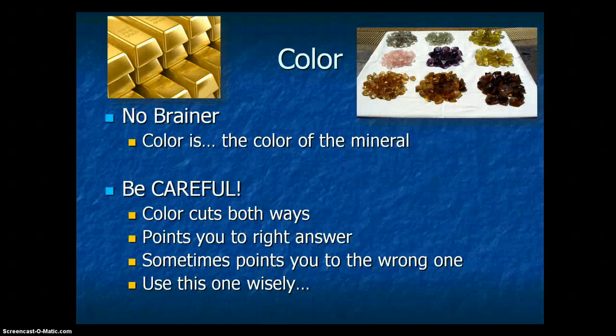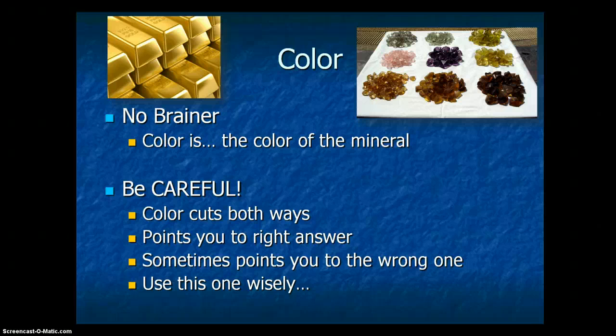Another property, of course, is color. And color is a difficult one because sometimes it's very helpful and other times it's very, very unhelpful. And those of you that have been identifying minerals, you know what I'm talking about. Quartz can come in just about any color. And yet there are some minerals that are very distinctive for their color. Olivine is a good example of that. Olivine is always a distinctive green color. So it's something you have to be kind of careful of and take it with a grain of salt because sometimes it points you to the right answer, sometimes it points you to the wrong answer.